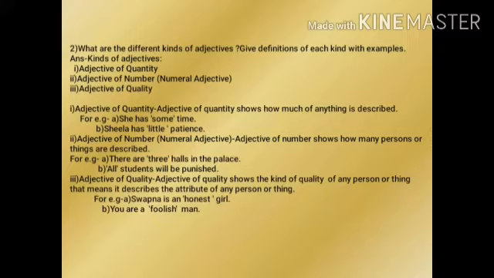Now, number 3, you can see adjective of quality. Adjective of quality shows the kind of quality of any person or thing. That means it describes the attribute of any person or thing. For example, you can see Swapna is an honest girl. So here, honest is the word which is showing us the quality of Swapna. Number B, you are a foolish man. Here, foolish is the word which is showing us the quality of you.